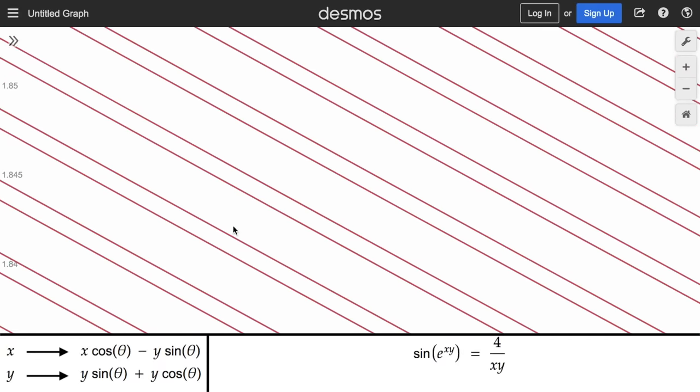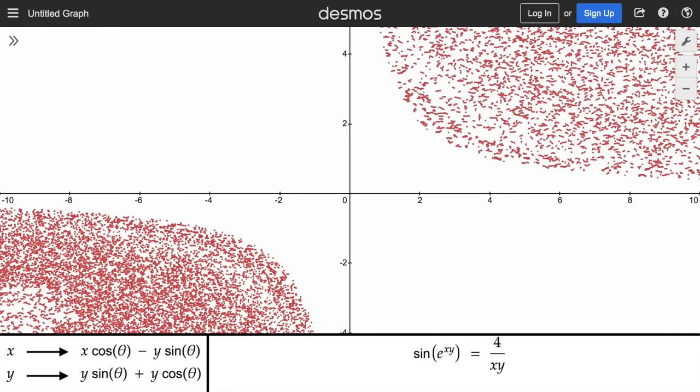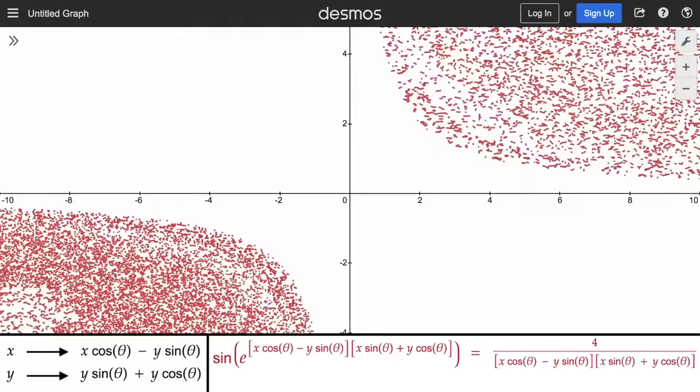You have failed me, Desmos. All I ask for is infinite precision. Is that really so much to ask? Anyway, replace the x's, replace the y's, and spin.